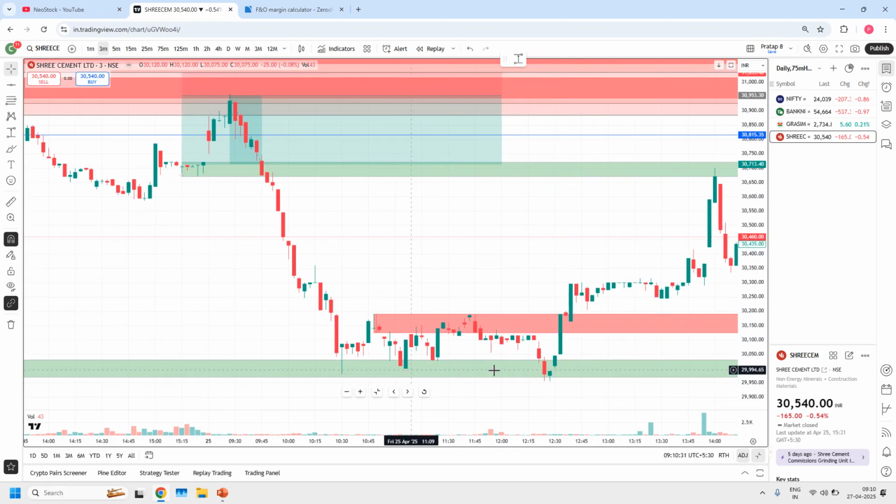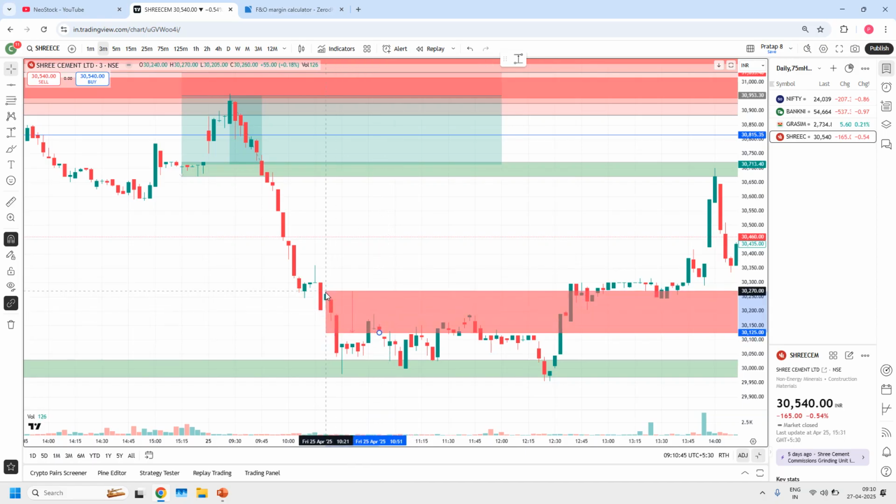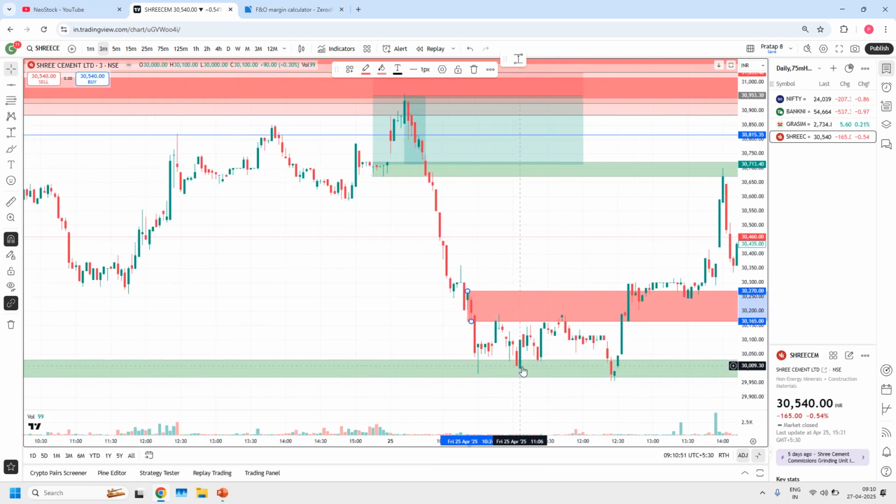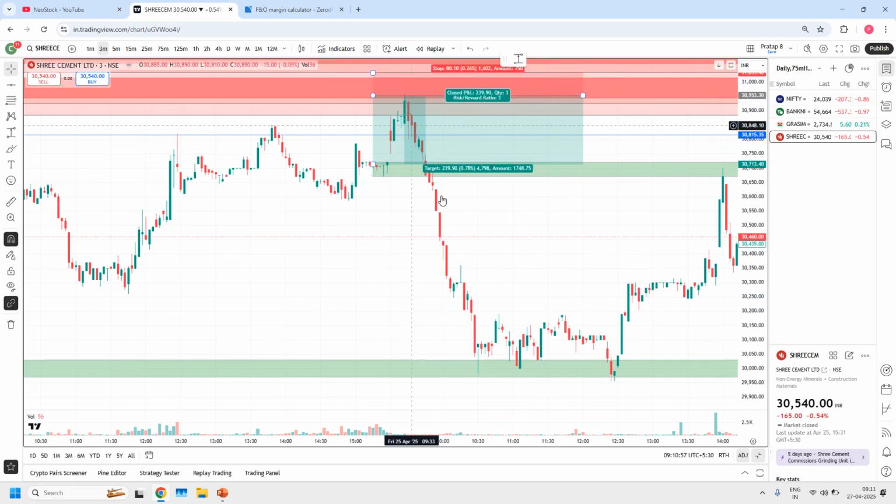In case if you didn't book your profit here, you might have booked your profit when it is violated. If you are not convinced with any of these zones, probably your zone would have been like this. Here you would have booked the profit in this candle. If not here. See, these are the different techniques you will be using. But our zone performance point of view from here to here, it gave you an opportunity.